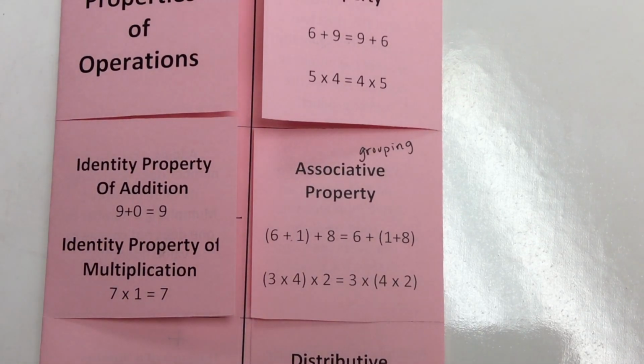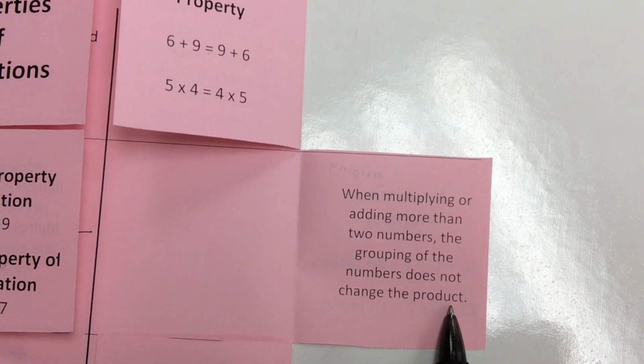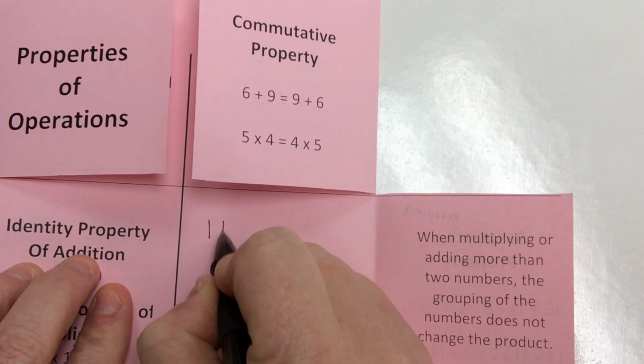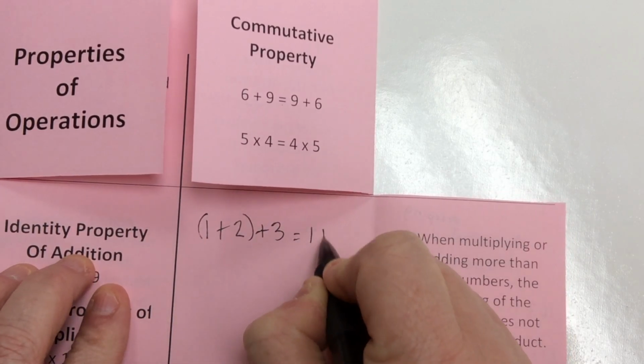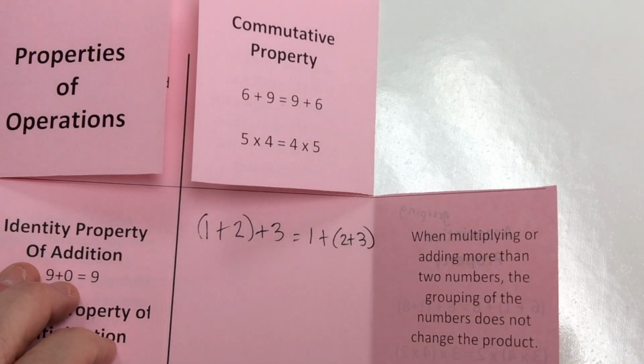So it's saying that for adding and multiplying only, I can switch the grouping. Just like I could switch the order, I can switch where they're grouped. It does not change the answer. So my definition inside here says, when multiplying or adding more than two numbers, the grouping of the numbers does not change the product. Okay, so I could say 1 plus 2 plus 3 is equivalent to 1 plus 2 plus 3. It does not matter.